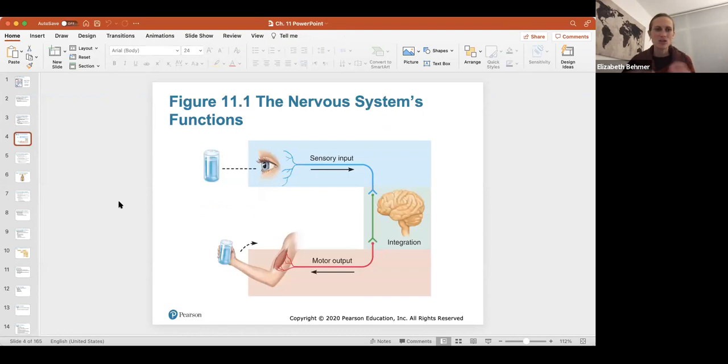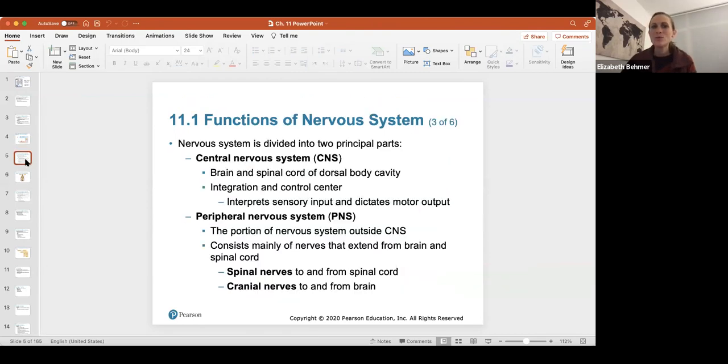Here we have the nervous system functions. For example, you see a glass of water and you're thirsty, that's sensory input. Your brain interprets that, and then it tells your biceps to pick up the glass so that you can take a drink. We divide the nervous system into your central and peripheral nervous system.